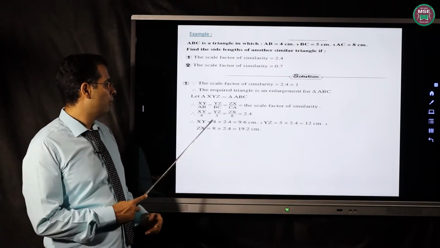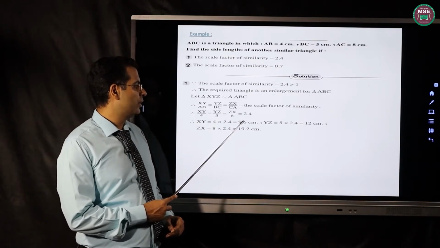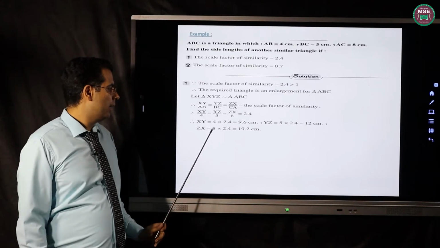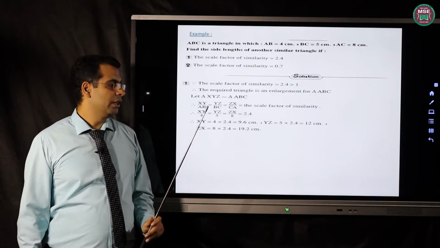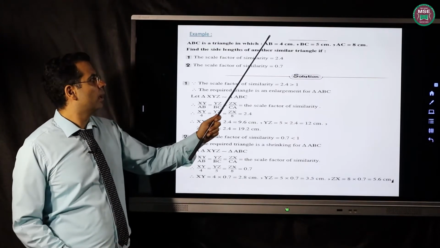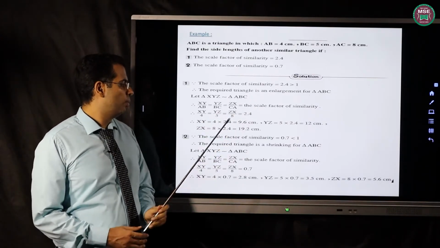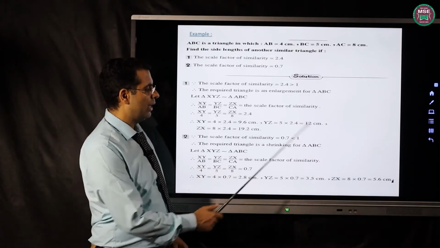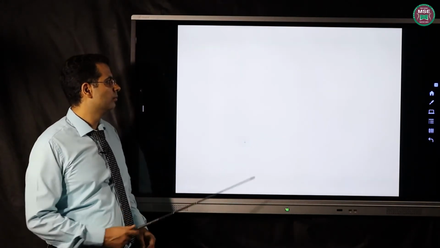As we see, 4 times 2.4 equals 9.6, 5 times 2.4 equals 12, and 8 times 2.4 equals 19.2. The same for the second one, multiply each side by 0.7 gives me 2.8, 3.5, and 5.6.